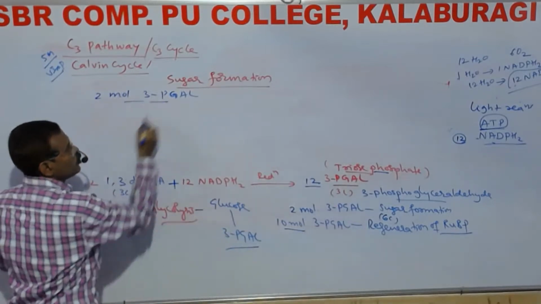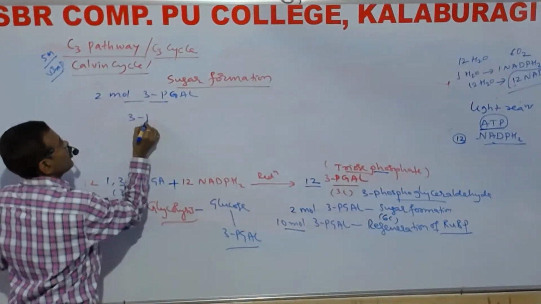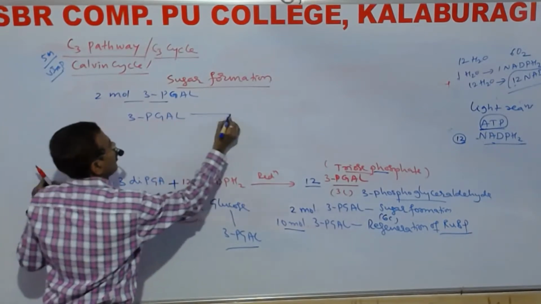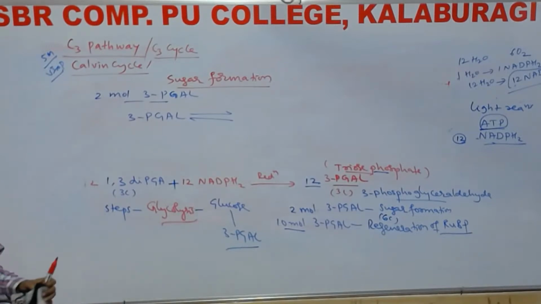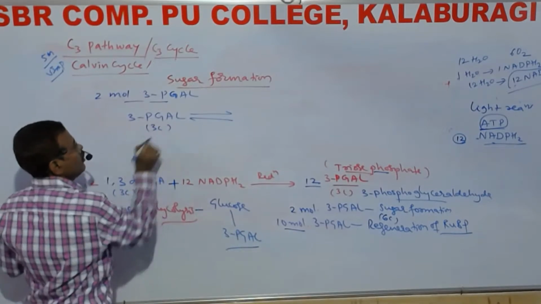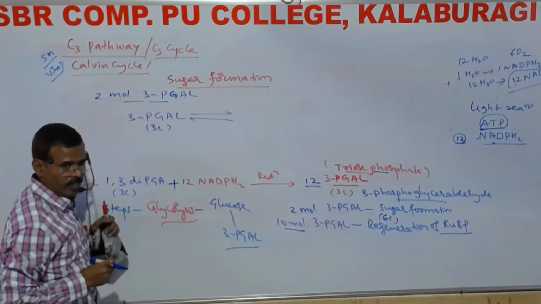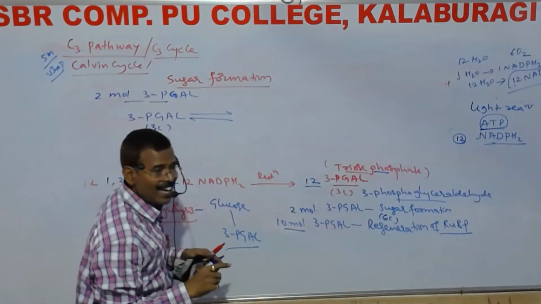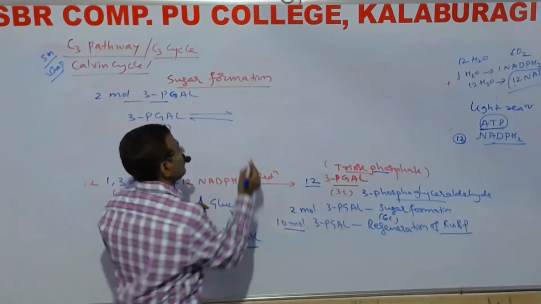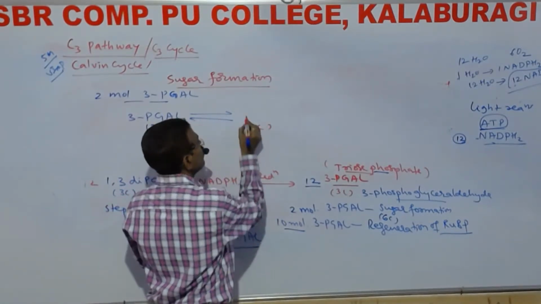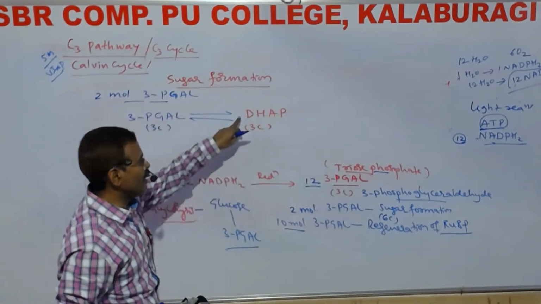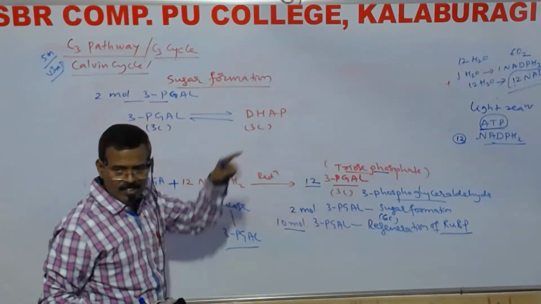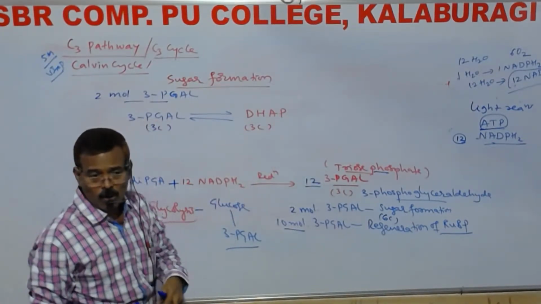Now, out of the 2 molecules, 1 molecule of 3-PGAL isomerizes. Its isomer is formed. 3-phosphoglyceraldehyde is a 3-carbon compound. It isomerizes into its isomer, which is also a 3-carbon compound. It is DHAP. Remember this. DHAP is also a triose phosphate.